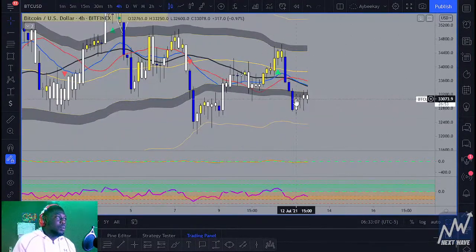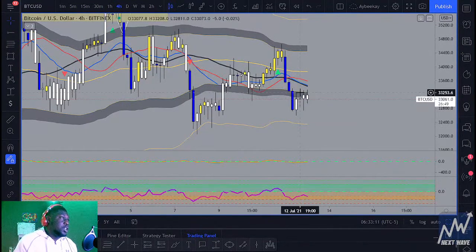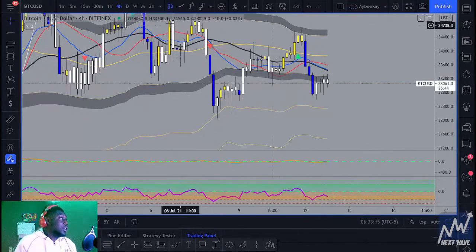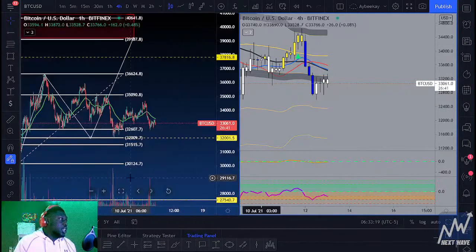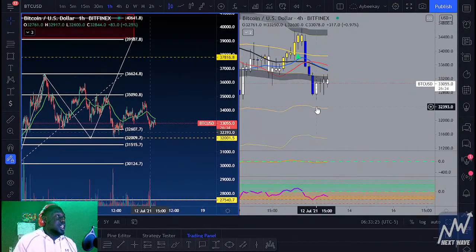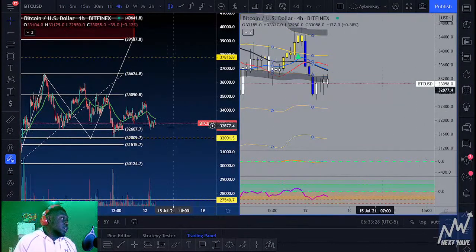4-hour time frame, it's still rejecting off of this lower danger zone, so I'm not too confident in that play. But price did come and reject off of this 61.8, so it could possibly keep going to the upside. It's just not looking that great to me.